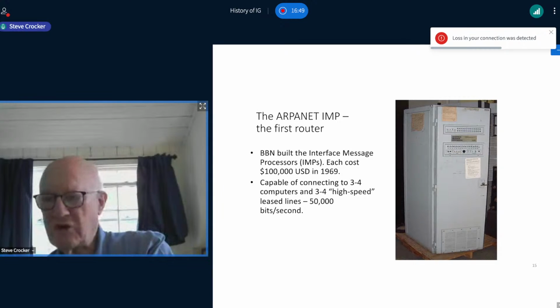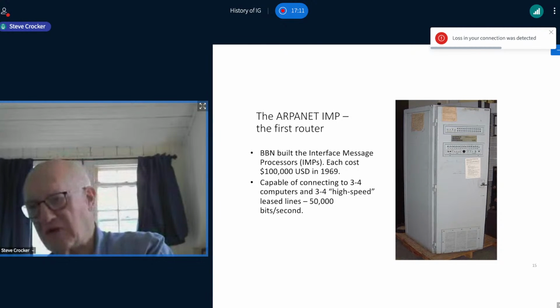This is a picture of what the IMP looked like. That's about as tall as a person. It's like a small refrigerator. The original IMPs, of which this was one, were put in heavy-duty metal cases because they were being put in a very hostile environment, that is, universities, and the people who designed this were worried about what the students might do.